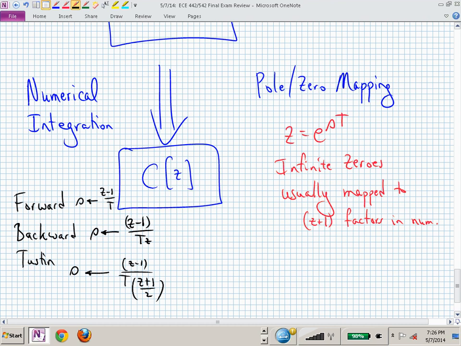And which of these preserves stability? The bottom two, don't they? The backward and the Tustin, or the backward and the trapezoid. Those preserve stability between the s-plane and the z-plane. Questions on that?